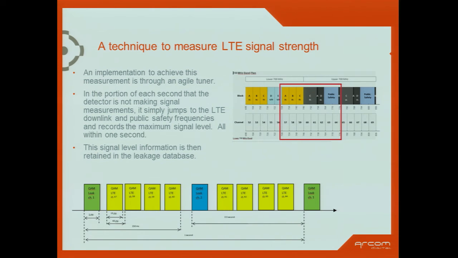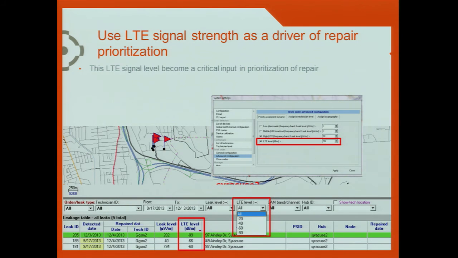First of all, we take the QAM leak measurement, and then we take all of the QAM channels that are co-frequency to the downlink frequencies and the public safety channels. We scan and tune through all of them, and we record the maximum signal from the LTE, and then we use that as a driver, along with the leak database of leak levels and the locations, latitude and longitude. Now we add another set of sorting data of the LTE leak level.